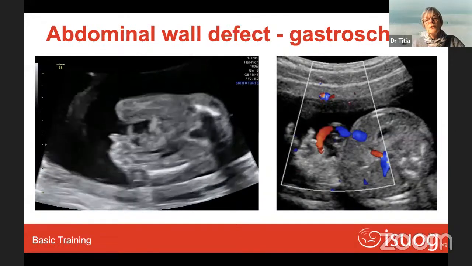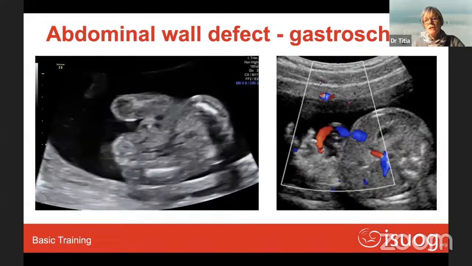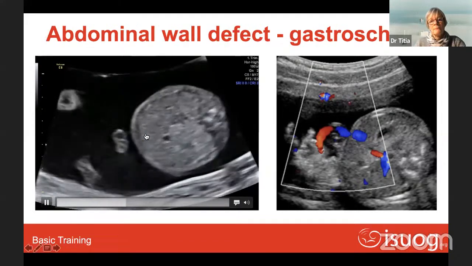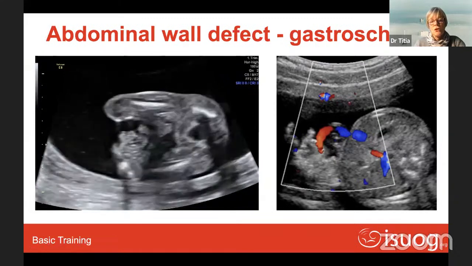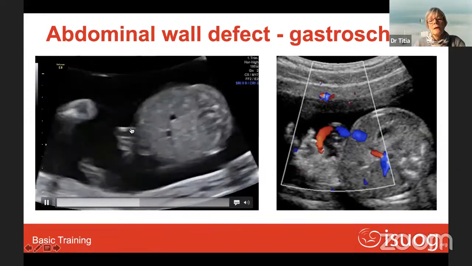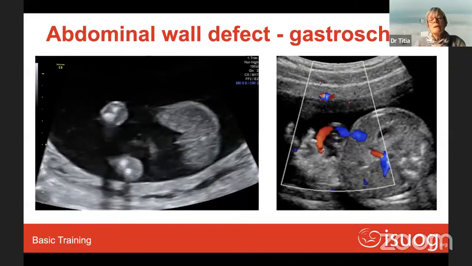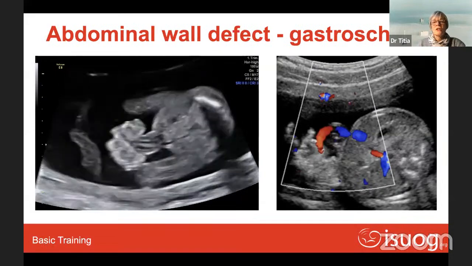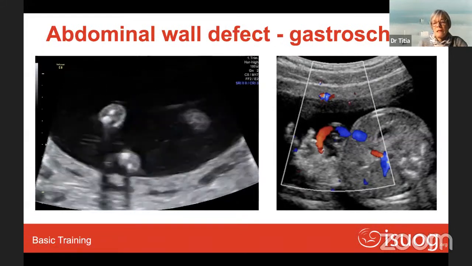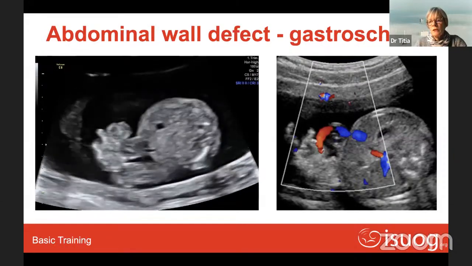Then the last abdominal wall defect is the gastroschisis. Completely different of origin. It is an abnormality that is usually developing on the right side of the umbilicus, where the abdominal wall is not closed and the intestines are free floating within the amniotic fluid. You can already identify that from approximately 11 and a half to 12 weeks. And we think that it has a vascular origin, that the abdominal wall is not optimally formed, and therefore a defect may occur through which the intestines flow freely in the amniotic fluid.